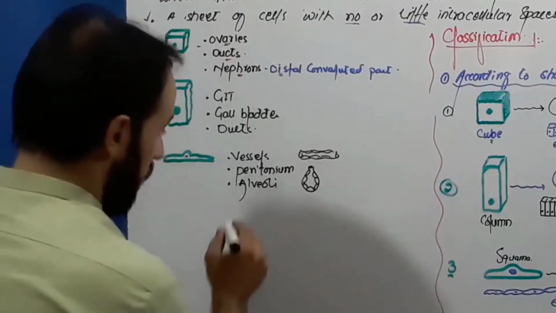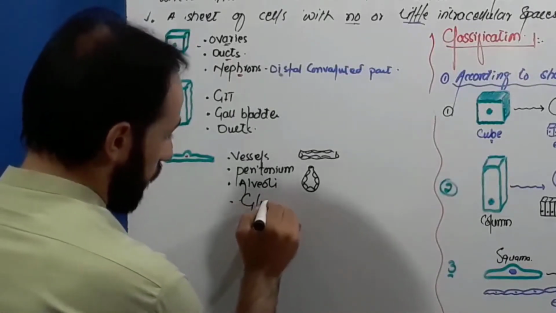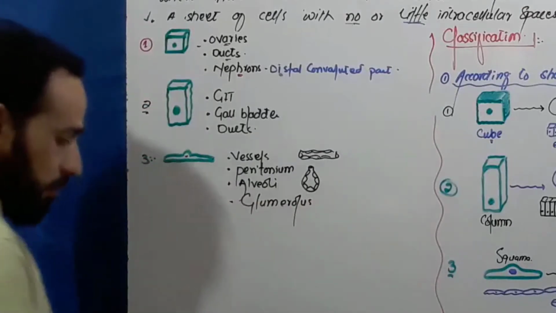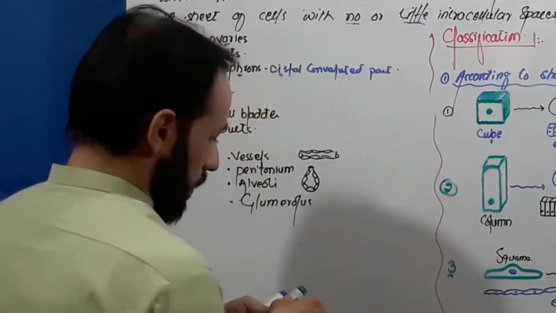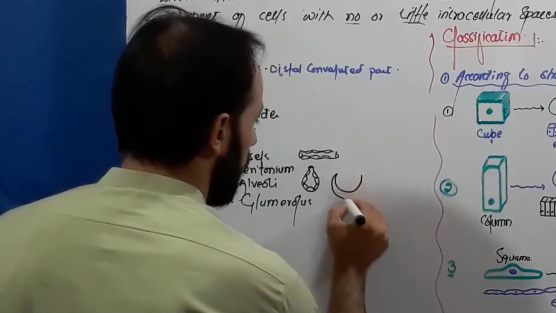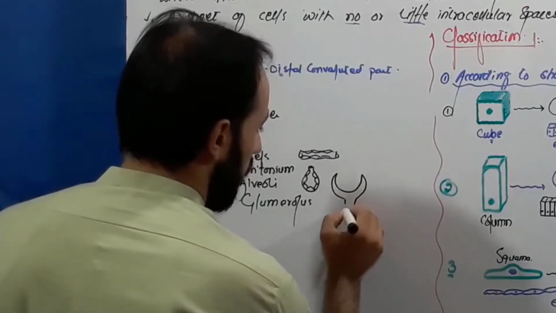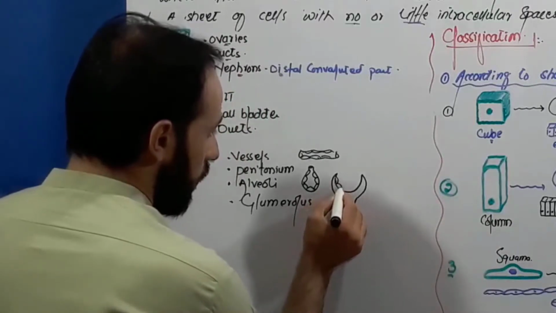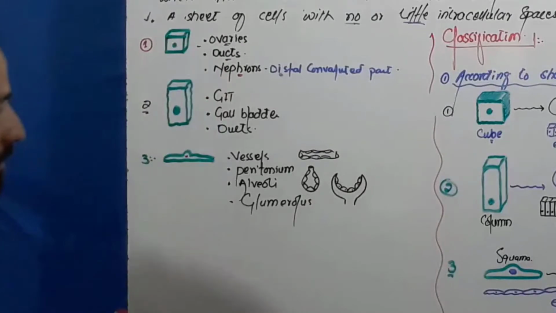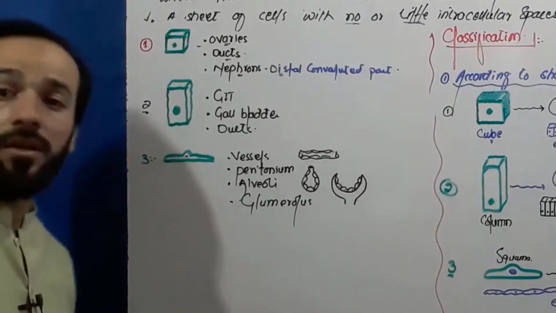So they are present in vessels and these areas. Next, they are present in the glomerulus. They are present in the glomerulus also. So if you want to see, you can see in the glomerulus, for example, this is the glomerulus, right? So here the cells are the squamous epithelial cells, right? So they are present also in the glomerulus.